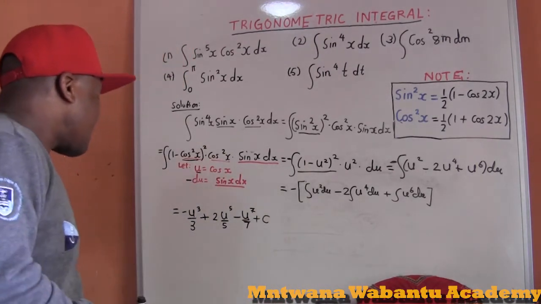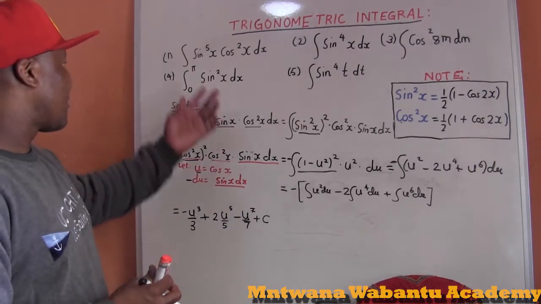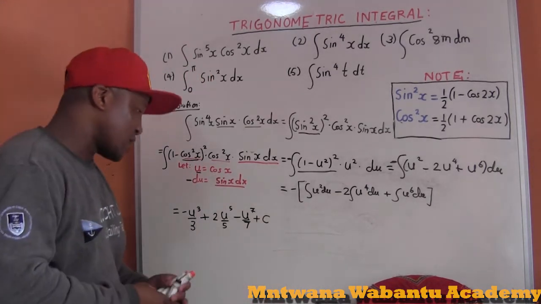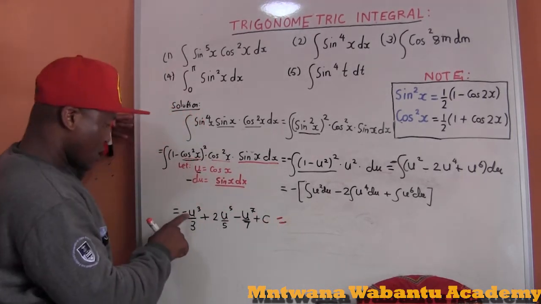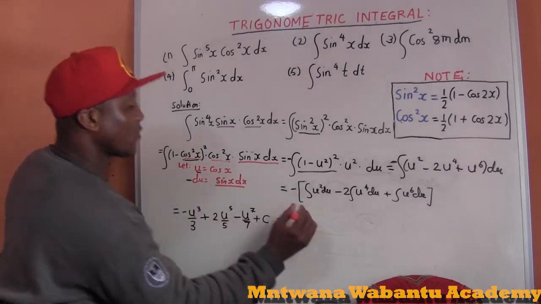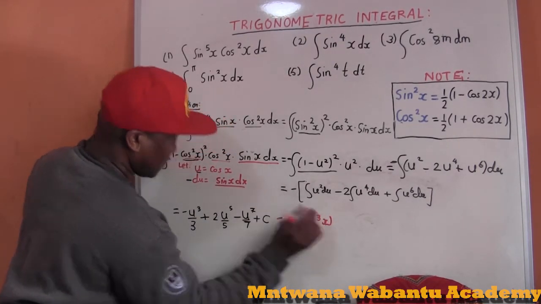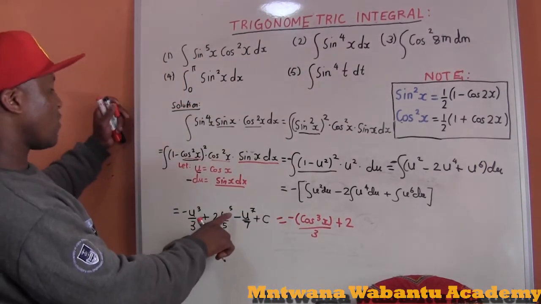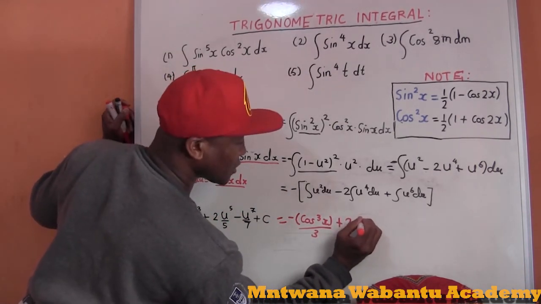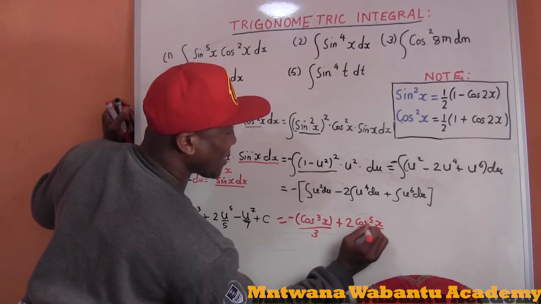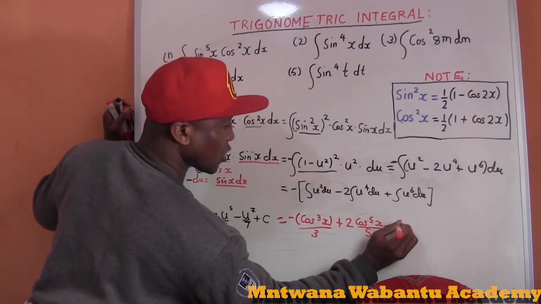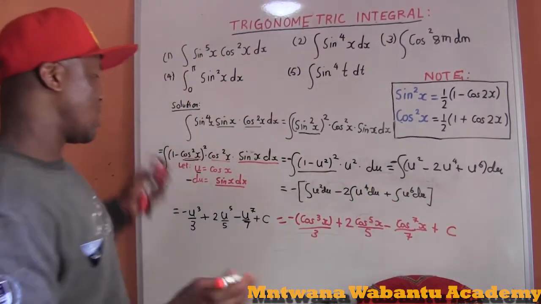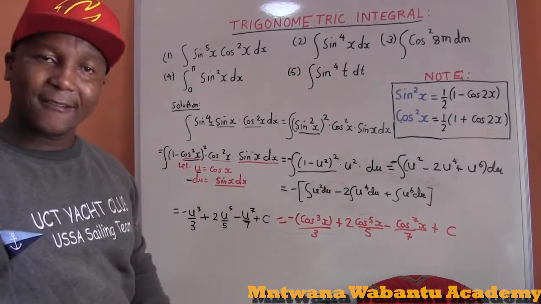So the next thing is, they didn't give it to us in terms of u, they gave it in terms of trigonometric functions. So what we're going to do is replace the u with cos of x. So this question finally is going to become, we have a negative, but what is our u? U is cos of x, so it's going to be cos cube x over 3, plus 2 cos power 5 x over 5, and then finally minus cos power 7 x over 7, plus a constant. So when you integrate the first equation, this is the answer we get. You know what I'm saying?